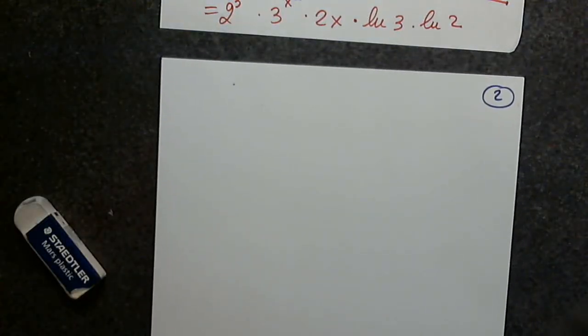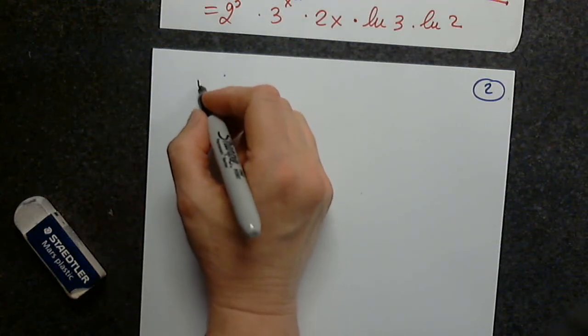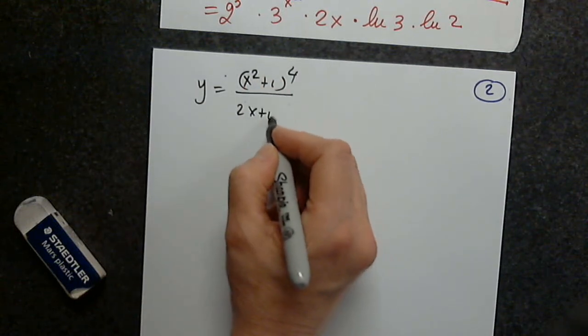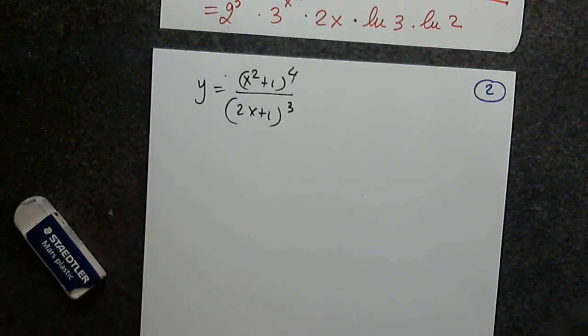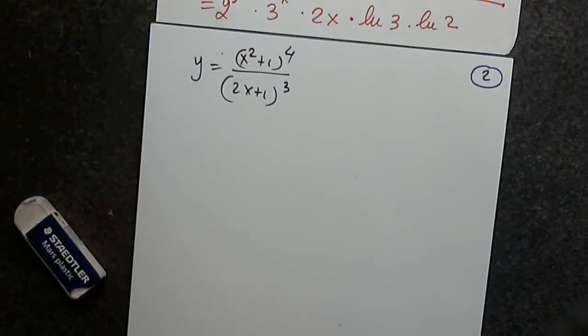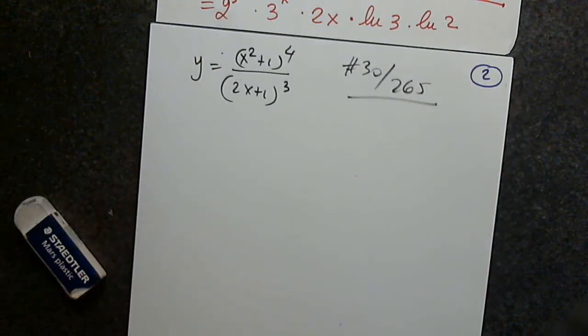So let's look at that. We have y equals x squared plus 1 to the fourth power, divided by 2x plus 1 to the third. Perfect pick, because you're going to see something like this, not this intense, in chapter 4. And you'll see when we use this and why. We made one up. It's a combo, actually. It's a part of problem 30 on page 265, but not exactly. We massaged it.